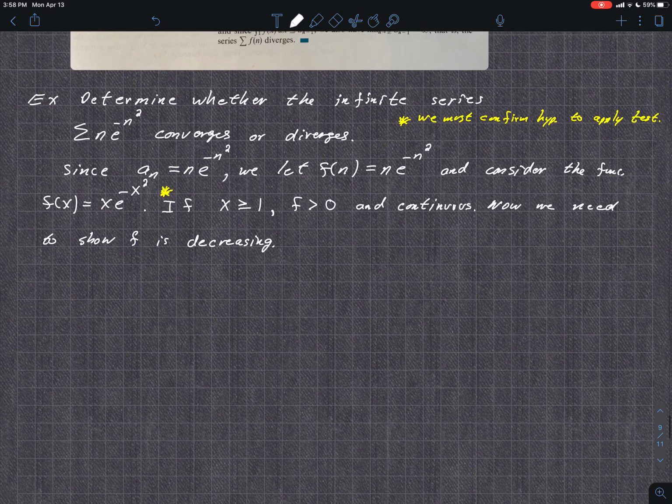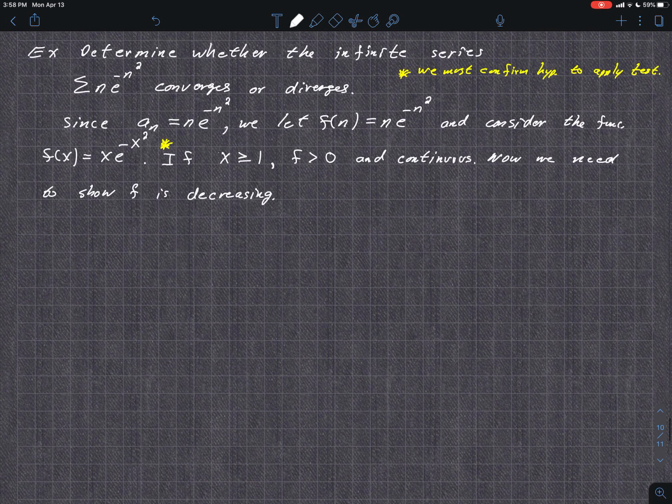So let's go on then to an example. Determine whether the infinite series here converges or diverges.